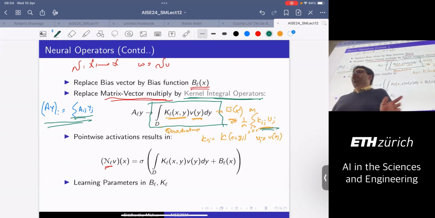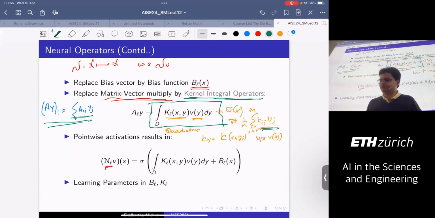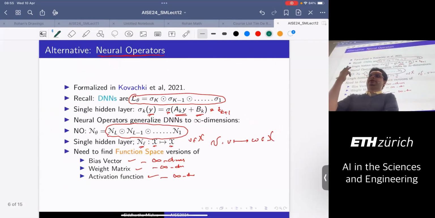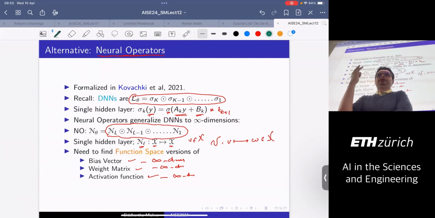So this is also obvious, it takes two lines of argumentation and all of you are convinced this is the right infinite dimensional analog. This is a very simple infinite dimensional analog. Good. So we have replaced the bias vector by the bias function, the matrix vector multiply by the kernel integral operator, and then we are left with just one ingredient. Remember that there were 3 ingredients in a simple neural network. The third ingredient is the nonlinear activation.